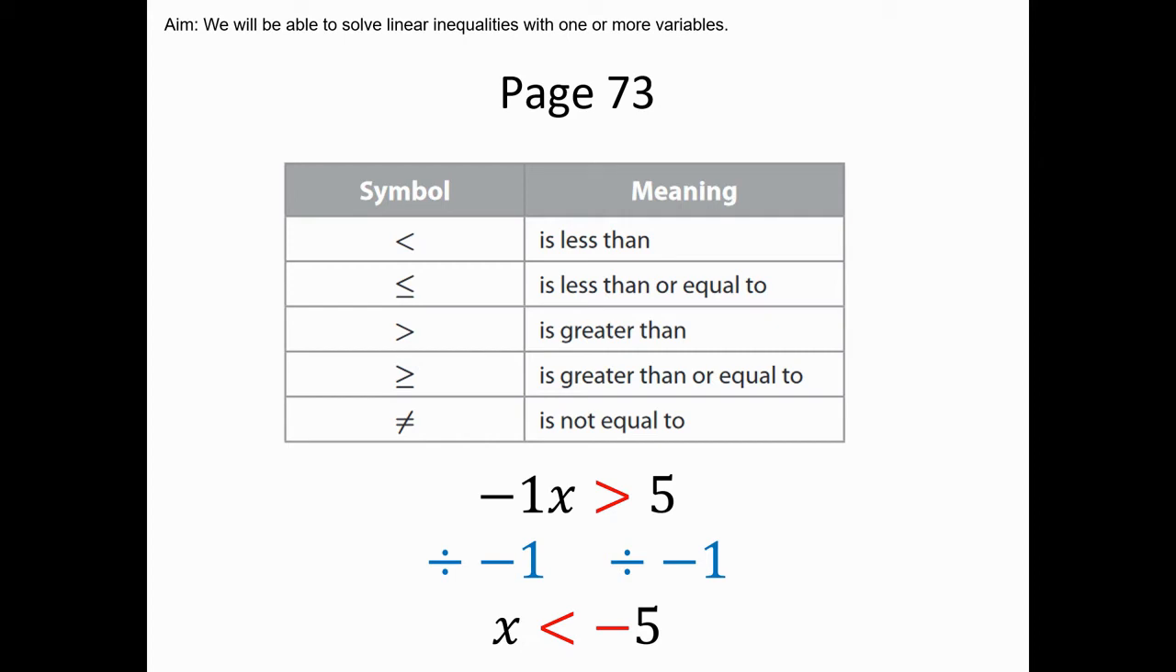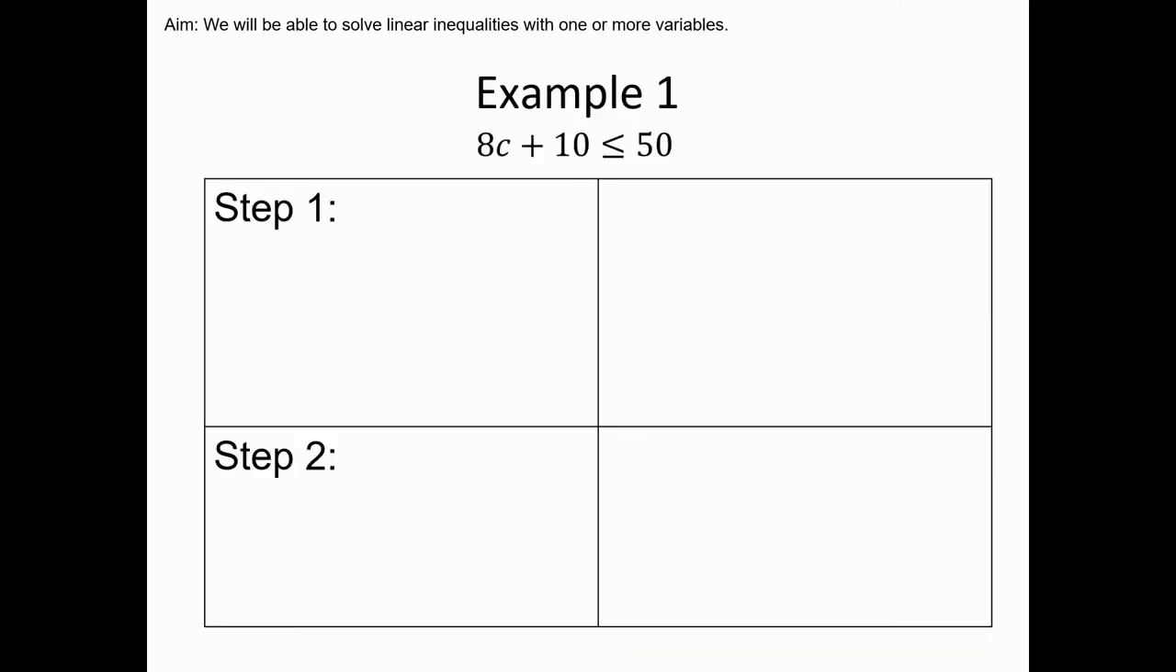Now, let's do some example problems, something a bit more difficult, okay? Let's say we have this inequality right here: 8c plus 10 is less than or equal to 50. The line underneath means or equal to, which means we could include it. You would treat this like a normal equation for the most part. You would pretend that the inequality is an equal sign, and think to yourself, how do I get c by itself?